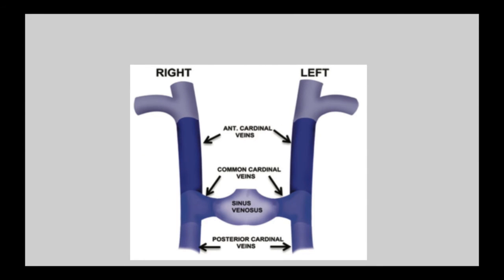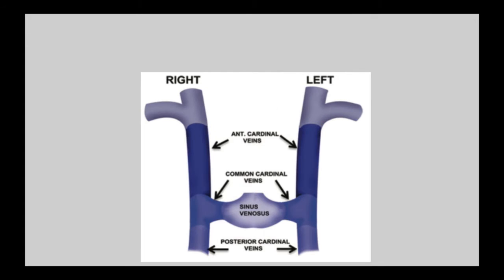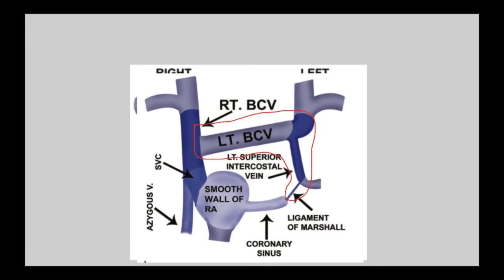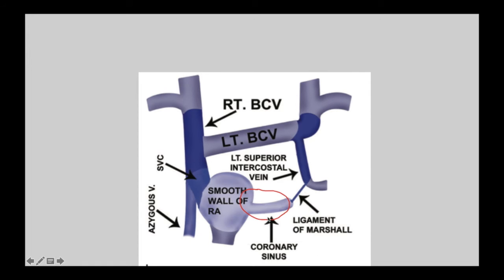Part of left anterior cardinal vein forms the left superior intercostal vein as well as the adjacent left brachiocephalic vein, as you can see in this picture. The rest of the left anterior cardinal vein regresses to form the ligament of Marshall. The posterior cardinal vein on the left side regresses, and the left horn of sinus venosus forms the coronary sinus.